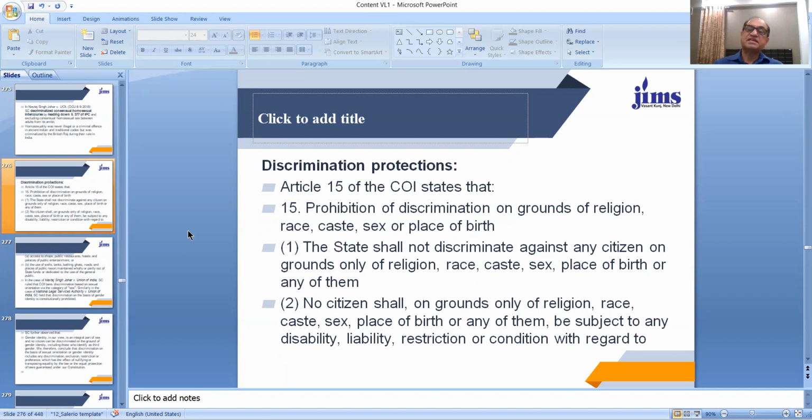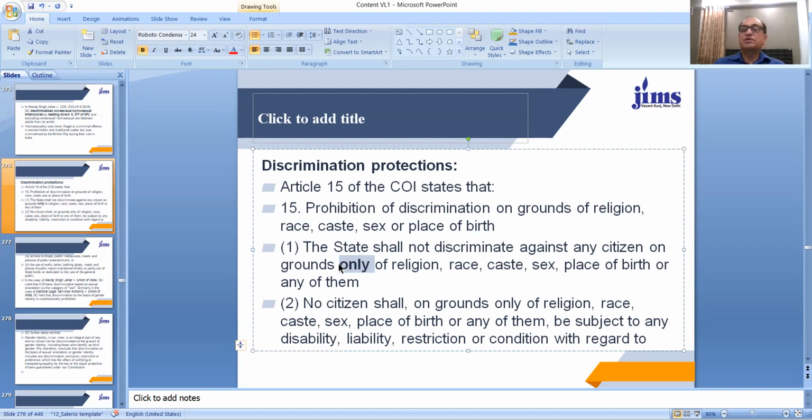Article 15 clause 1 says that the state shall not discriminate against any citizen on the grounds only of religion, race, caste, sex, place of birth, or any of them. The word 'only' is important. If there is more than one ground, then probably the state may be justified in discriminating. But if sex is the only ground, like in the case of LGBT, they cannot be discriminated against merely on the basis of their sex orientation.